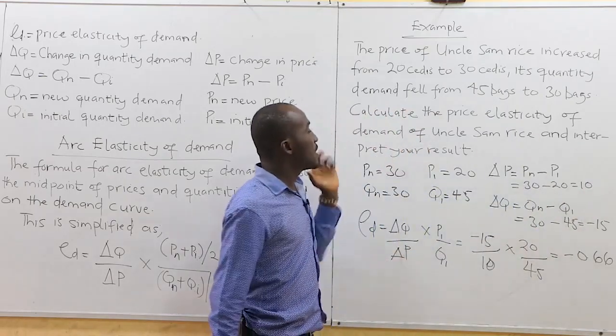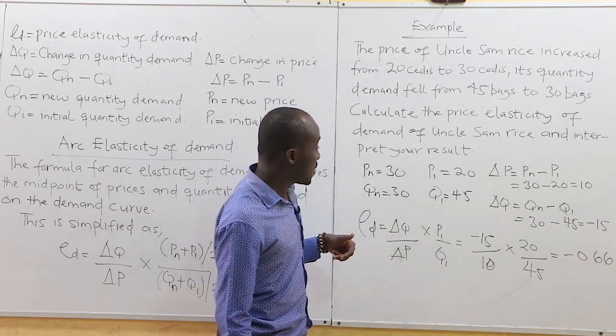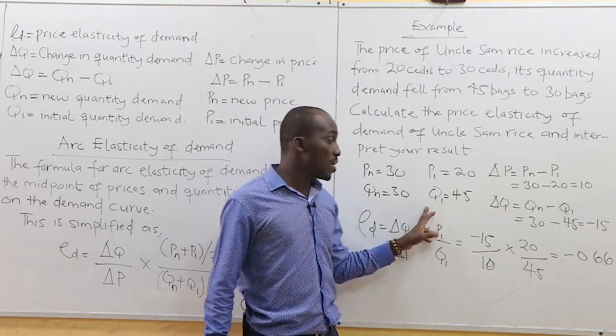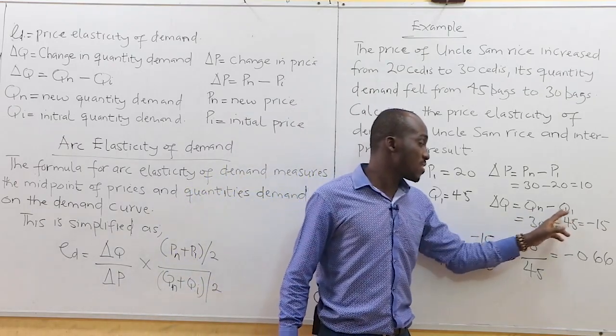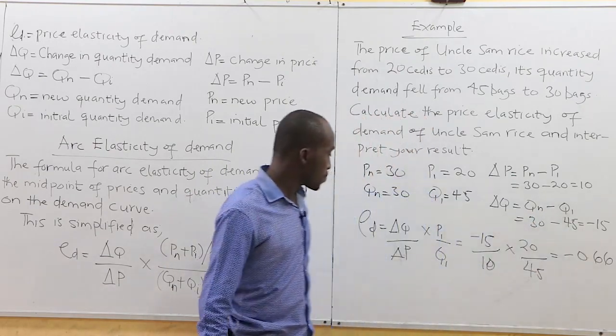What about the quantity? The quantity decreased from 45 bags to 30 bags. So what is the change in quantity? This is the new quantity, 30, this is the initial quantity, 45. The change in quantity will be new quantity minus the initial, which is 30 minus 45, gives you negative 15.